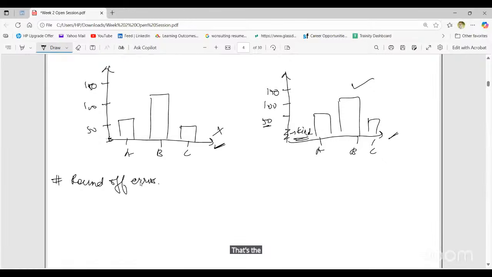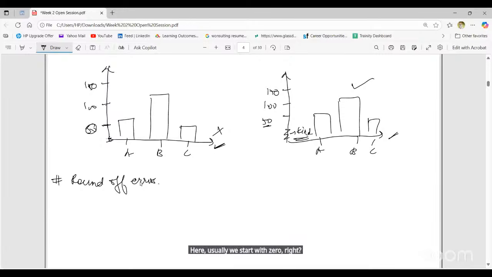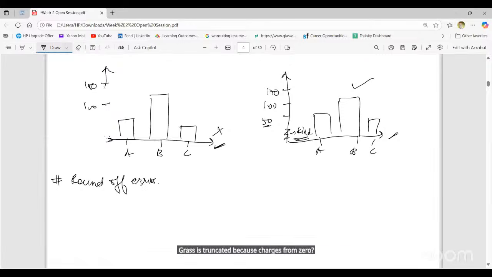That's the main thing. Ma'am, so the baseline is 50 for the first graph, right? Yes, this is the baseline as 50. Here usually we start with 0, right? Should 0 be below it in that graph, ma'am? Let's suppose I'm starting this as 50, then 100, then 150. Okay, it's correct then, ma'am. Yes, perfect.